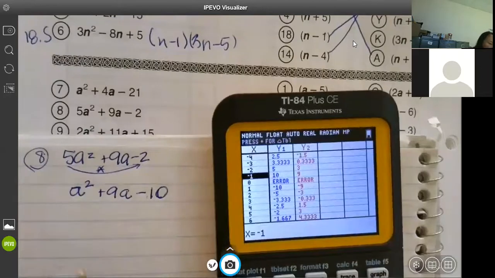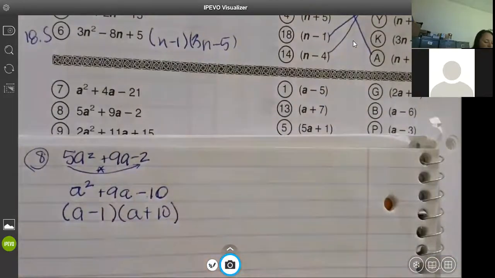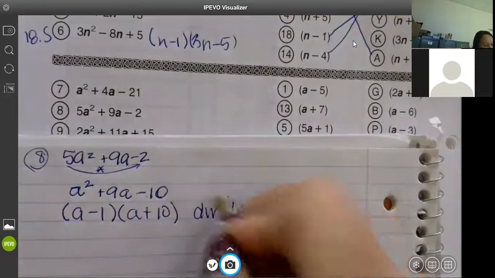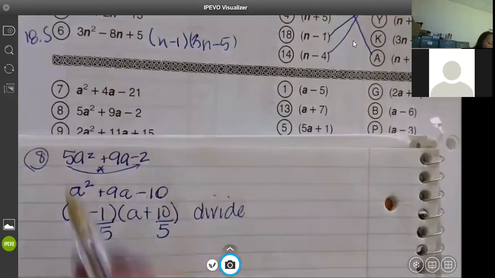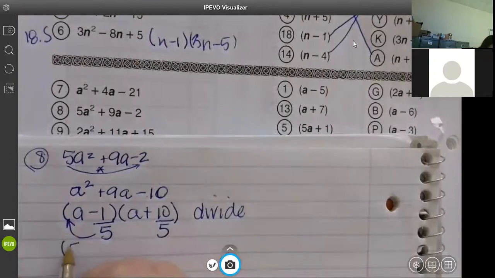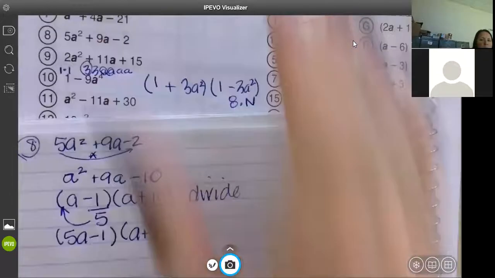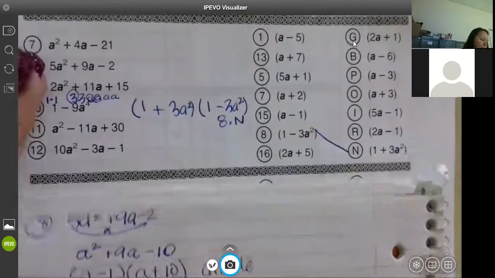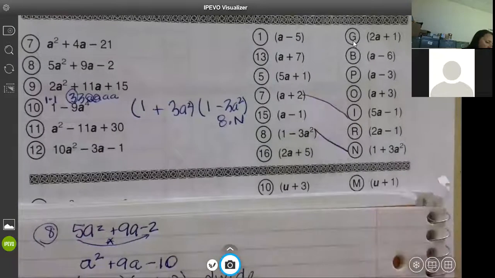There are my 2 numbers. What are those 2 numbers? -1, +10. I did slide, now I have to divide. And I'm going to divide by what I slid over, which was that 5. The first one will not fix, so I just throw the 5 in the front to get 5a minus 1. 10 divided by 5 is 2. So 5a minus 1, which is over here, and a plus 2, which is right there. So 7 is I.